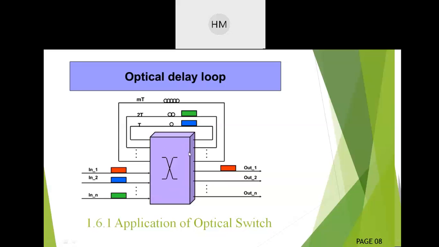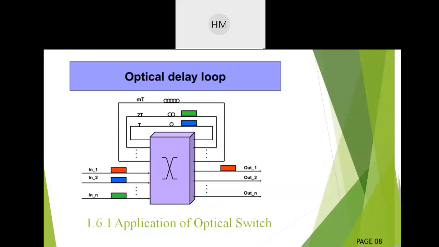The purple block is the optical switch. This is my input port. This is the output port. These are different wavelength bandwidths which I want to transmit. At a time one will be transmitted, one will be received. But different wavelength signals are there, so we can use wavelength division multiplexing and we can transmit n number of signals at the same time.